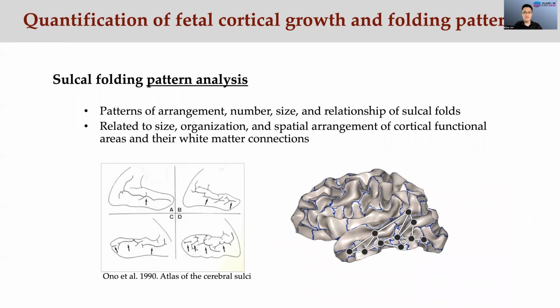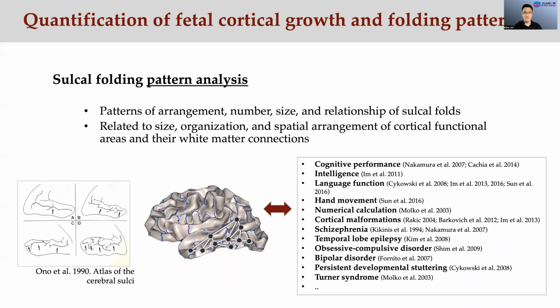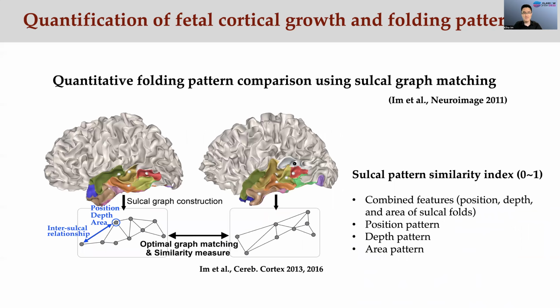We also analyzed the global sulcal folding pattern, which is the pattern of arrangement, number, size, and relationship of sulcal folds. It's biologically meaningful to examine the sulcal folding pattern because it is related to size, organization, and spatial arrangement of cortical functional areas and their white matter connections. And this sulcal pattern variability is related to several human functions and many neurological disorders. For quantitative sulcal pattern analysis, we characterize the sulcal pattern with the graph structure, and this graph has geometric and topological features of sulcal folds.